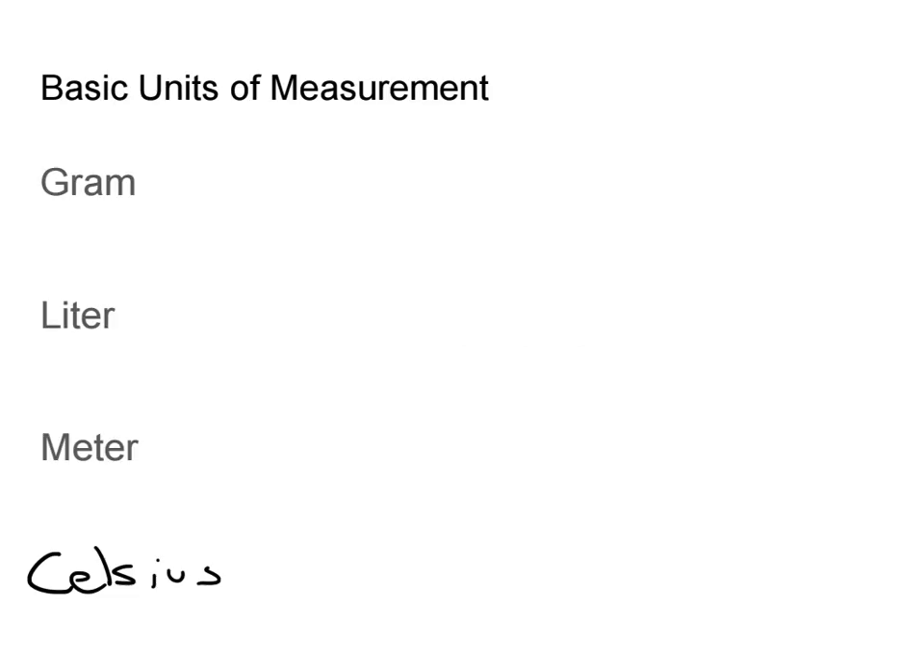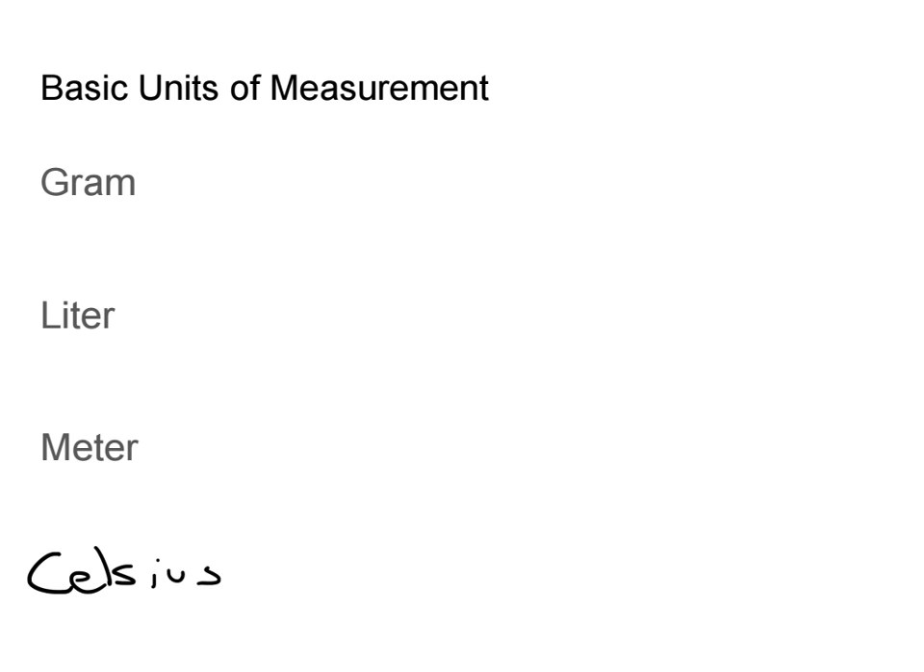So in chemistry class, we have to measure a lot of different properties of whatever chemicals we're doing an experiment on so that we can tell how those chemicals are changing. Again, chemistry is really the study of change. But how do we know if something's changing if we don't measure it?